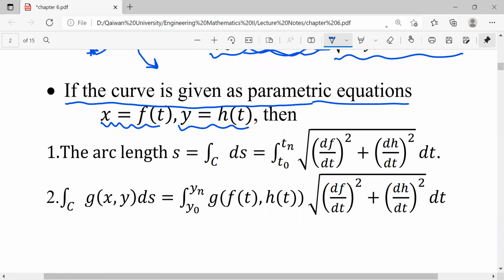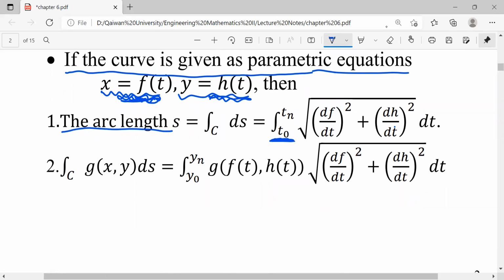In the previous chapter, we talked about parametric equations. We say x is f of t and y is h of t. If x is a function of t and y is a function of t, we say the arc length is the integration from t naught to tn. We take the integration with respect to t. That means we take the derivative of x with respect to t and the derivative of y with respect to t, we square both and then dt. And that's all. This is the arc length if you are given the parametric equations.